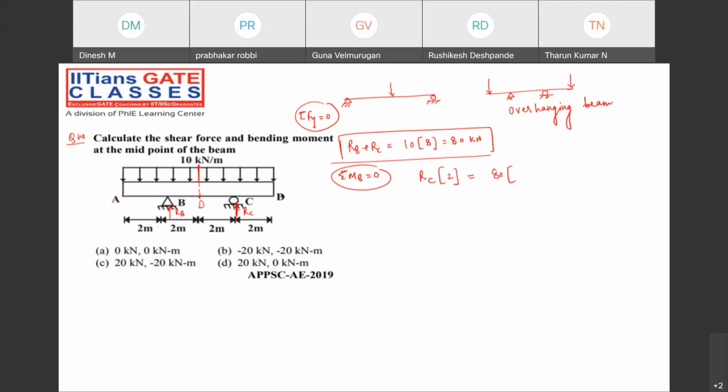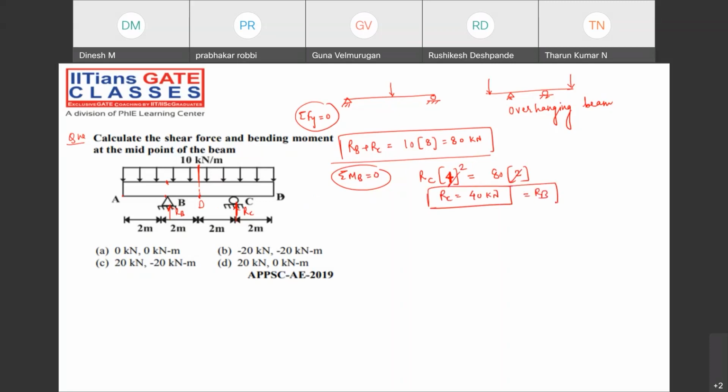And exactly it is going to be acting at a distance of what? The middle section. And the middle section distance is what? Sorry, RC into 4. RC into 4, the distance is what? About B and C, 4. But this distance will be 2. So what will be the answer? 40 kilonewton.